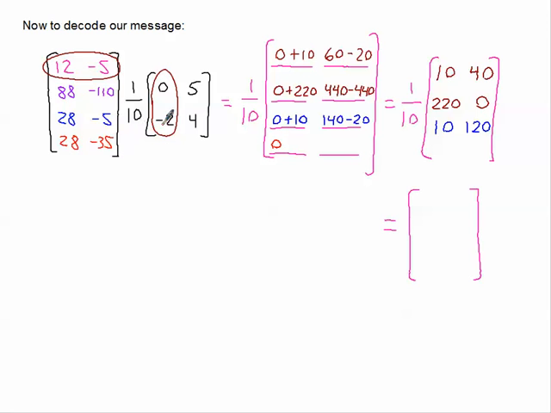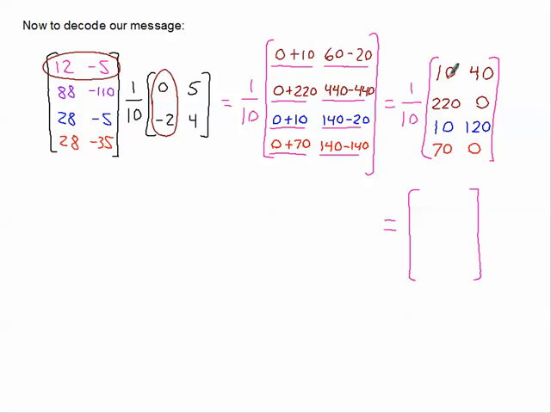And then finally, our last row, 28 times 0 is 0. Negative 35 times negative 2 is positive 70, so that's a 70. And again, 28 times 5 is 140. Negative 35 times 4 is negative 140. And that cancels that again to 0.